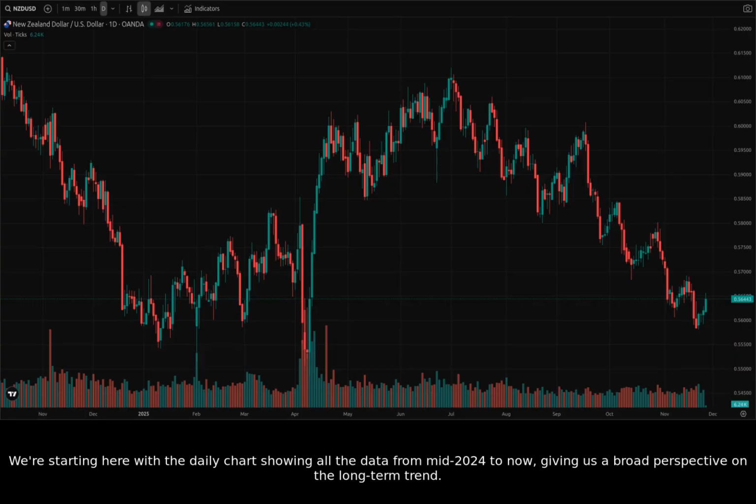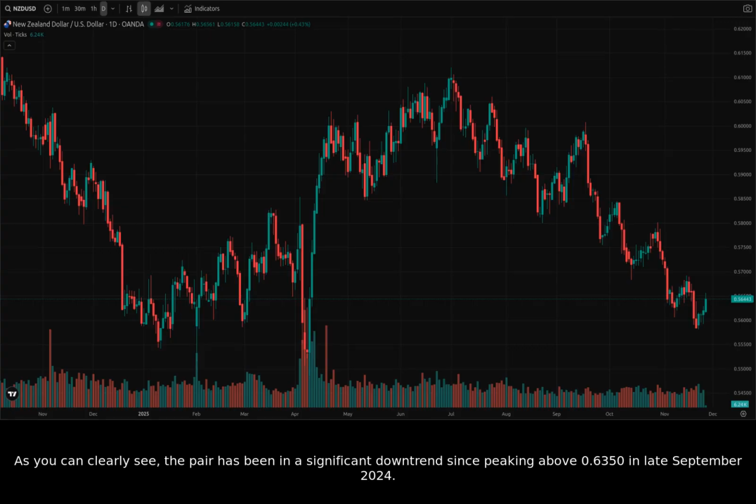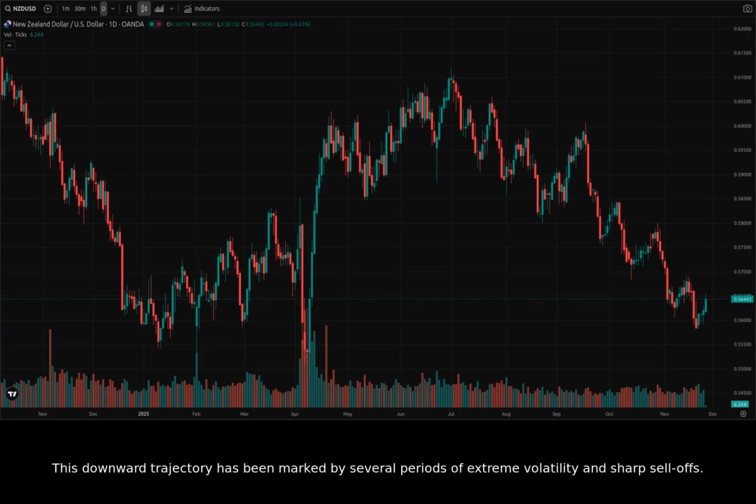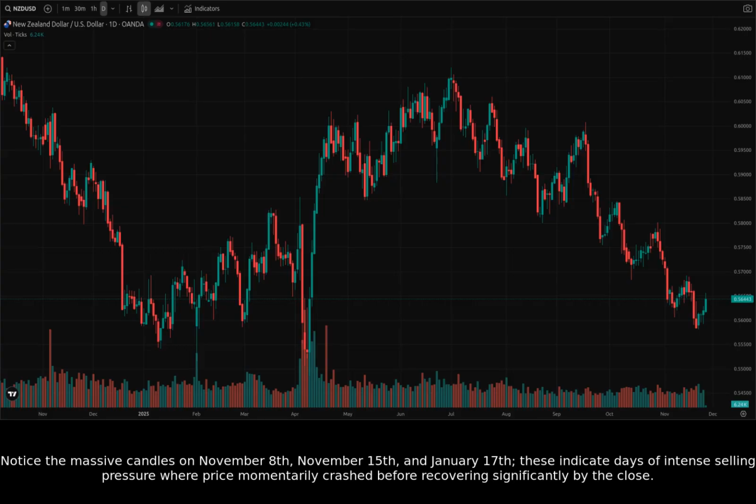We're starting here with the daily chart showing all the data from mid-2024 to now, giving us a broad perspective on the long-term trend. As you can clearly see, the pair has been in a significant downtrend since peaking above 0.6350 in late September 2024. This downward trajectory has been marked by several periods of extreme volatility and sharp sell-offs. Notice the massive candles on November 8th, November 15th, and January 17th. These indicate days of intense selling pressure where price momentarily crashed before recovering significantly by the close.